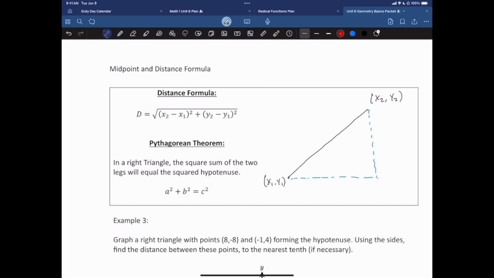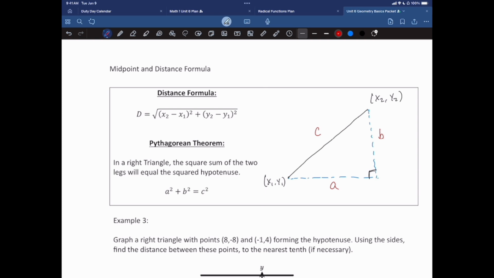Okay, so this distance here would be our A. Remember we said if it's a right triangle, we're going to go ahead and mark it as a right triangle. This distance, my height, is going to be B. And the longest side of my right triangle is going to be the hypotenuse, or C.